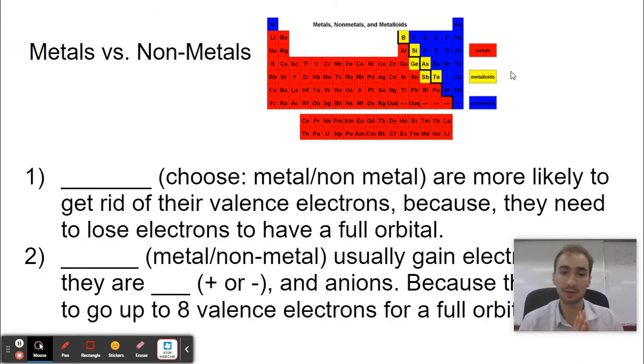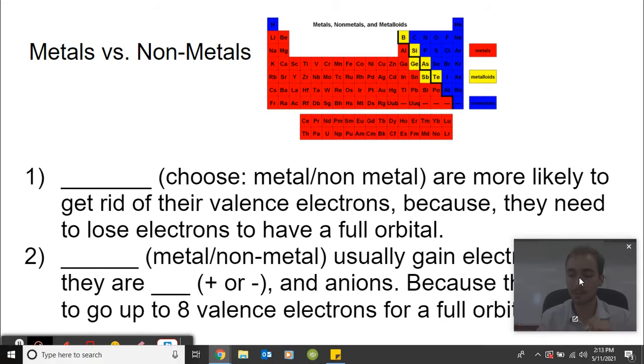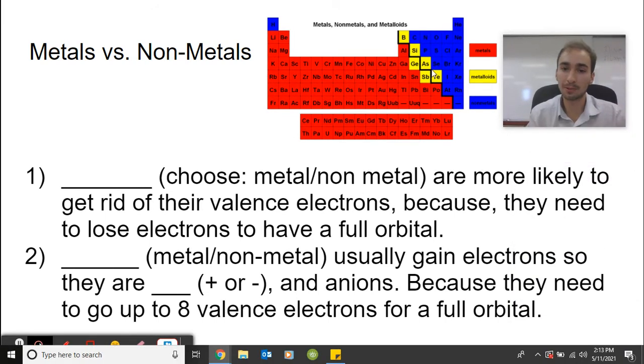Next, this part is going to be fill in the blank. So you should remember the left side of the table is metals, the right side is nonmetals. The metals have fewer valence electrons. Remember, it goes 1, then 2, then 3, 4, 5, 6, 7, then 8. The nonmetals are over here.